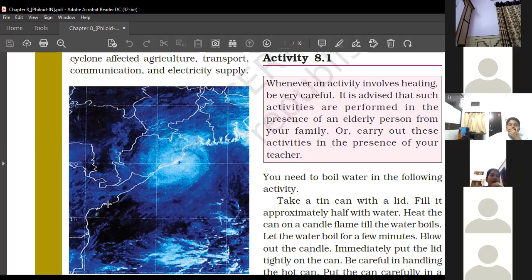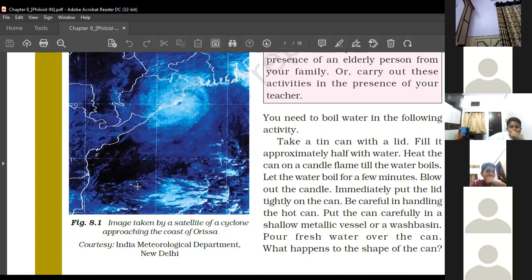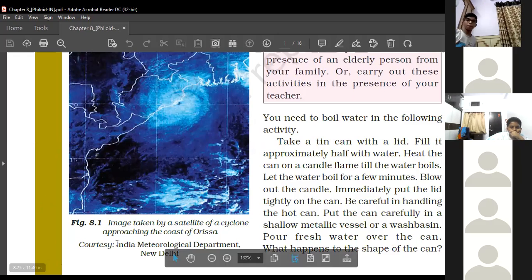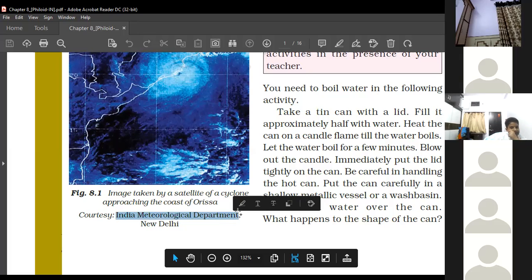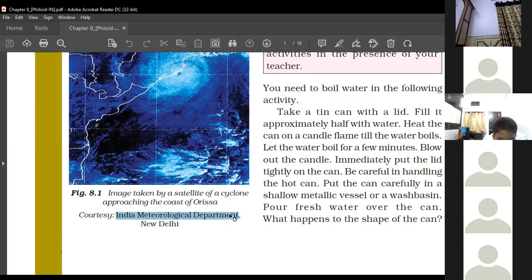So it is the India map which was taken in 1999 by the Indian Meteorological Department. So what is the role of this department? They will see the weather report. Yes, the Meteorological Department will prepare the weather reports. That's what we discussed in the Weather Reports chapter. They will give them to the news.